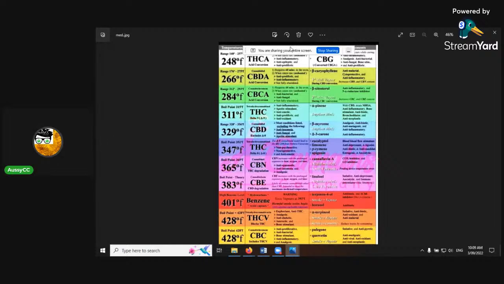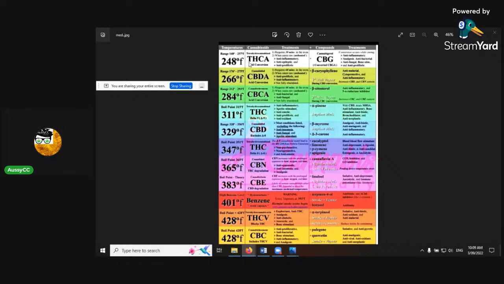This is a chart to show the properties of the cannabinoids and their boiling points. So I've put this in for extraction. You're not allowed to do that in Australia, so I'm not putting it in Celsius. That's why it's in Fahrenheit. So for everyone else in the world, sorry, Australia. Yeah, bloody laws, isn't it?